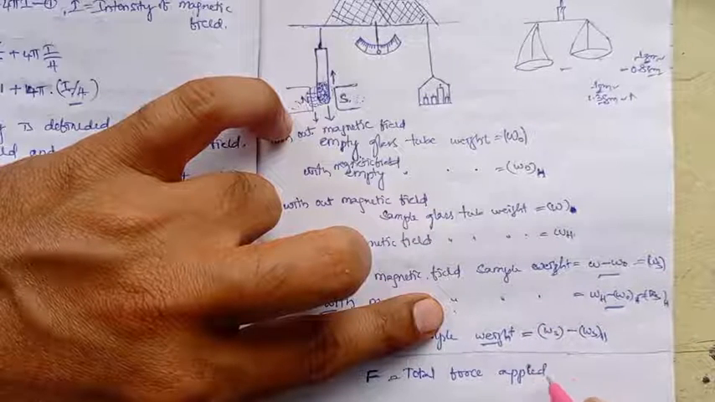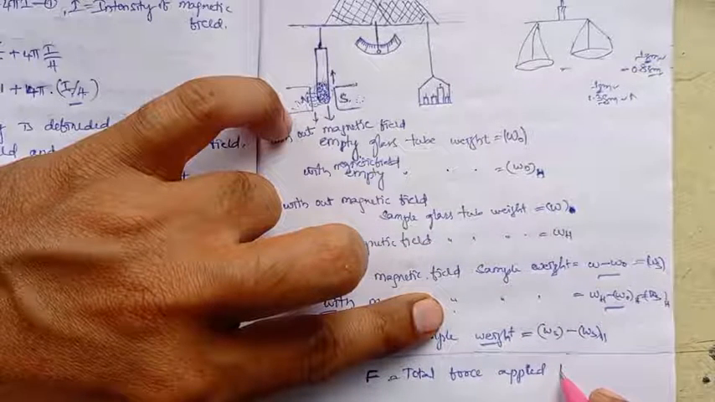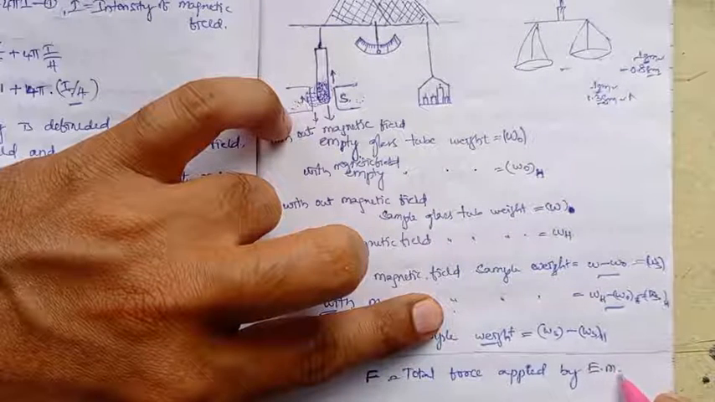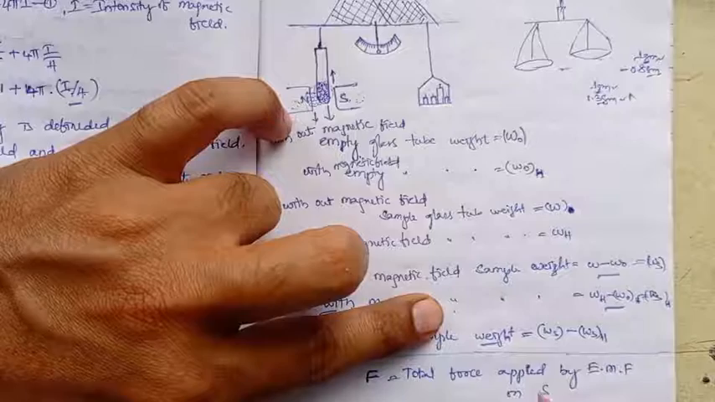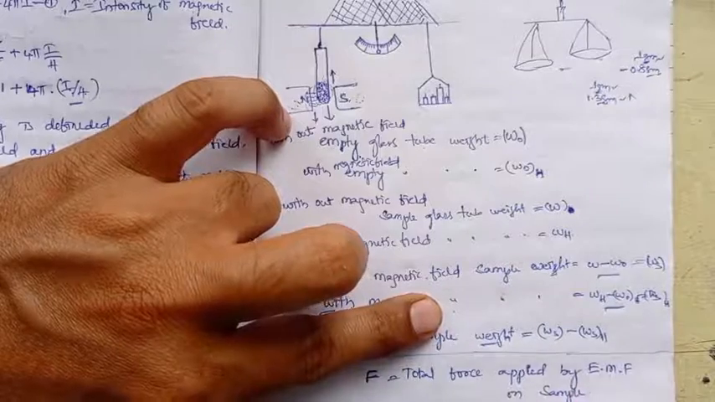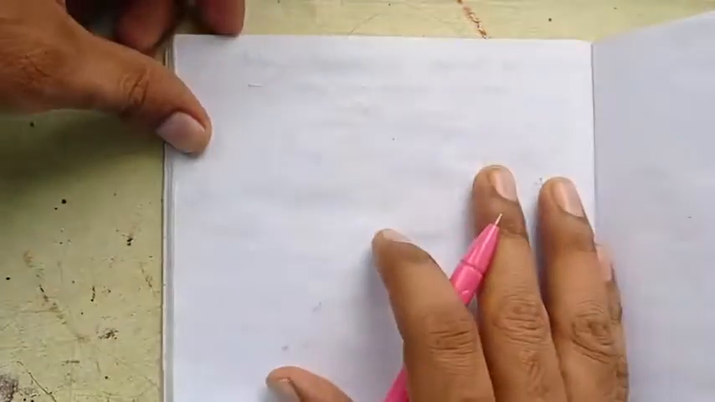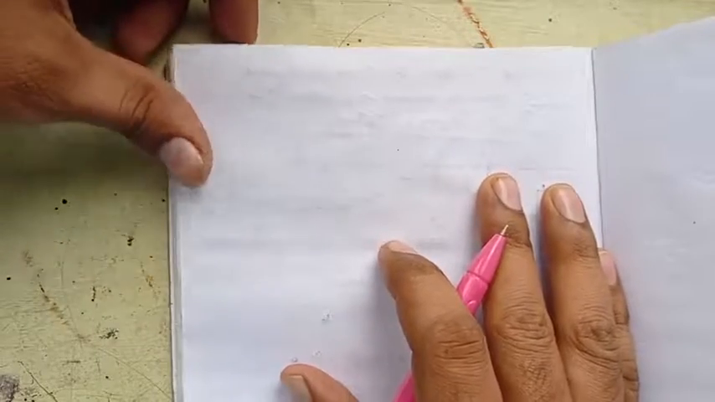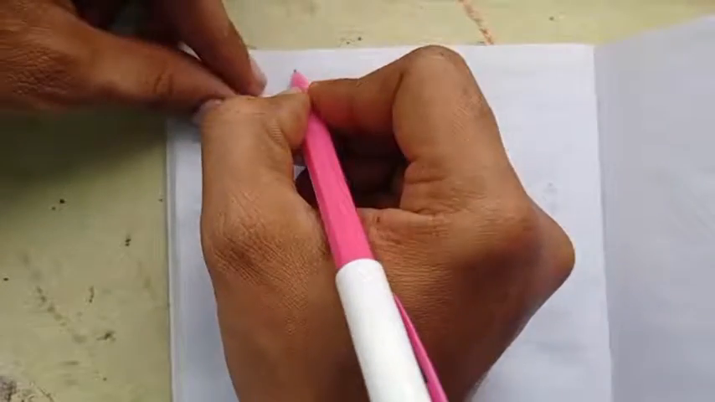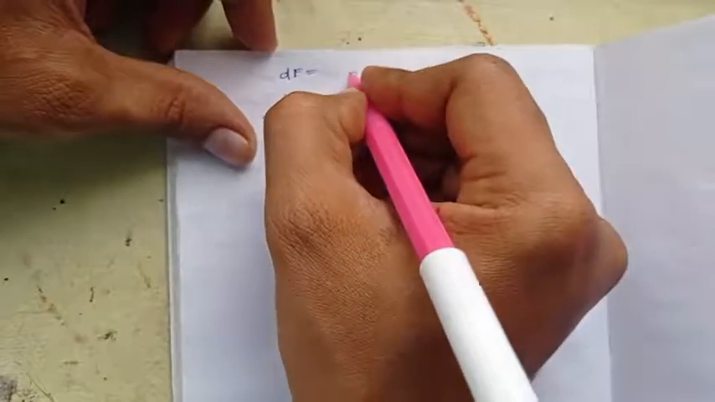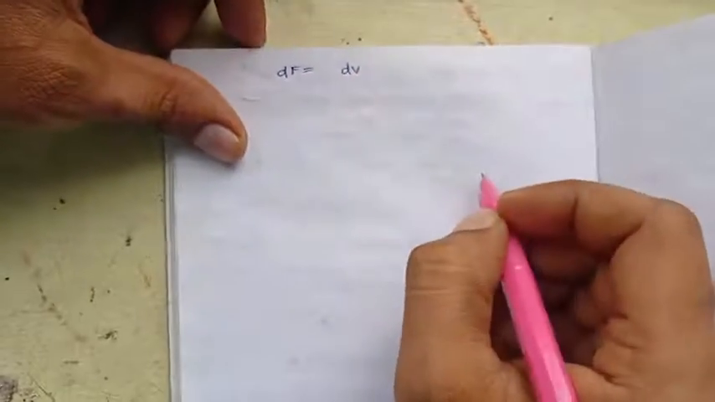F is the total force applied by the external magnetic field on the sample, right? That is the total force that we have to calculate. To calculate that force, initially you go with a small force applied on a small volume of sample, right?